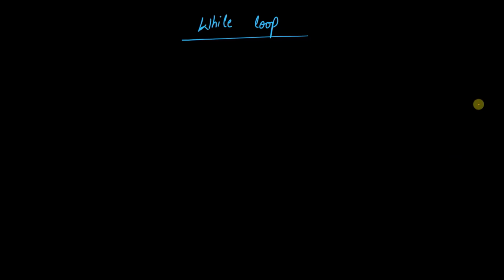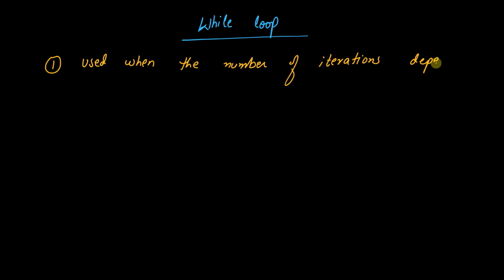Today we are going to discuss the while loop, what the importance of the while loop is and what it is basically all about. So the very initial point is that a while loop is used when the number of iterations depends on a condition. In simple words, we can say that the loop will continue until some condition is satisfied.